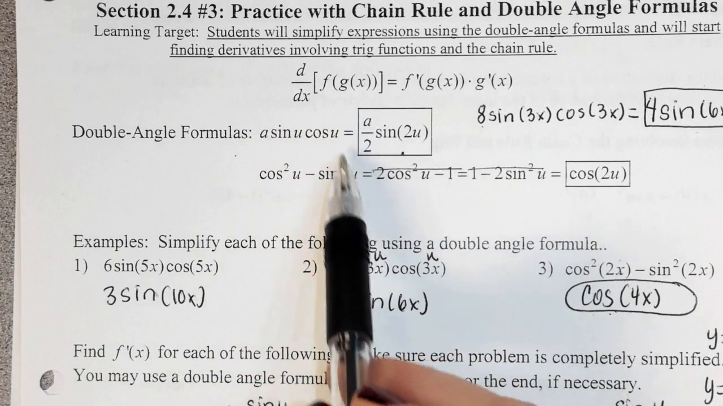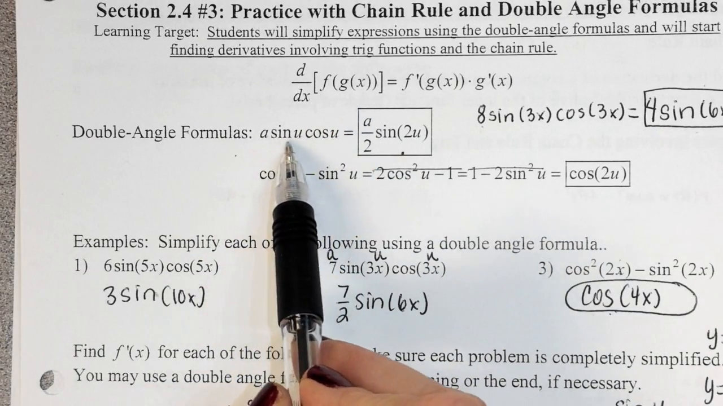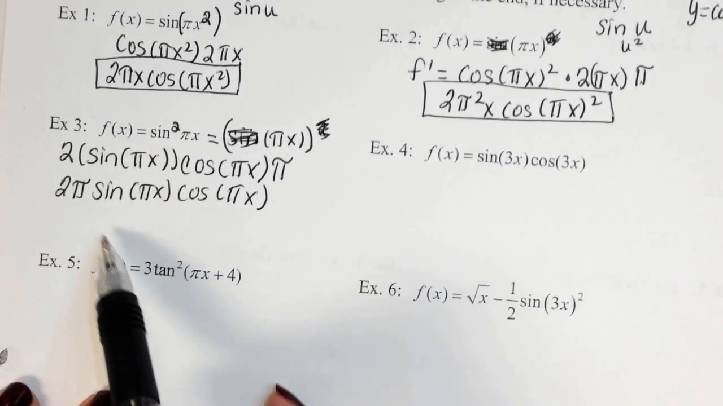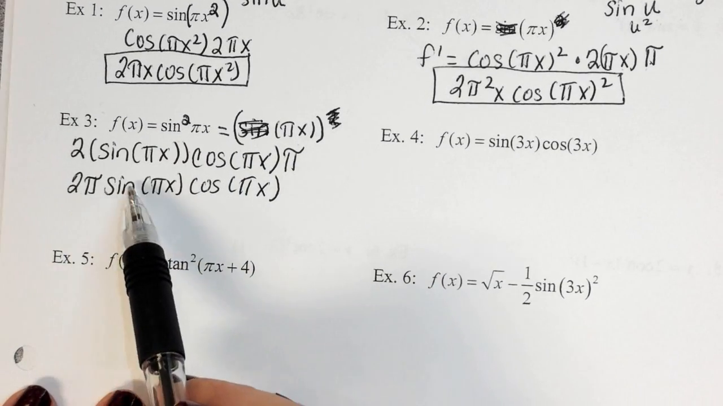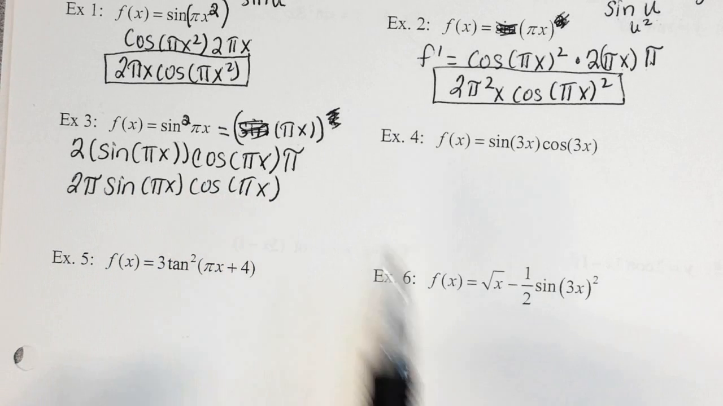Look at it. A sine u, cosine u. That's what this is. This is a sine u, cosine u. Think about it. Write down what would be another name for this. If you looked in the back of the book, this is not what you would see.